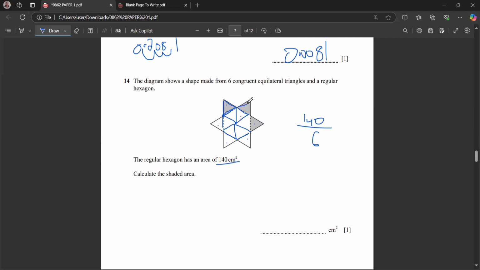are all congruent. So these 3, if you want out of that 3 triangles the shaded area, then 140 over 6 times 3. So which is, when you simplify, you will get 3 goes 6 times in 2. So 140 divided by 2, which is 70. 70 centimeter square is the answer.